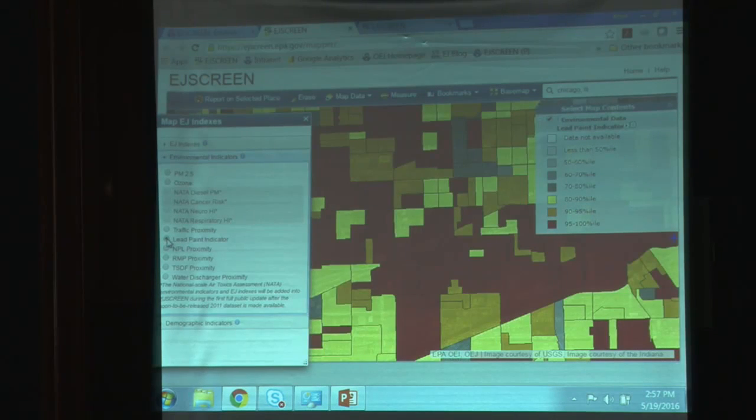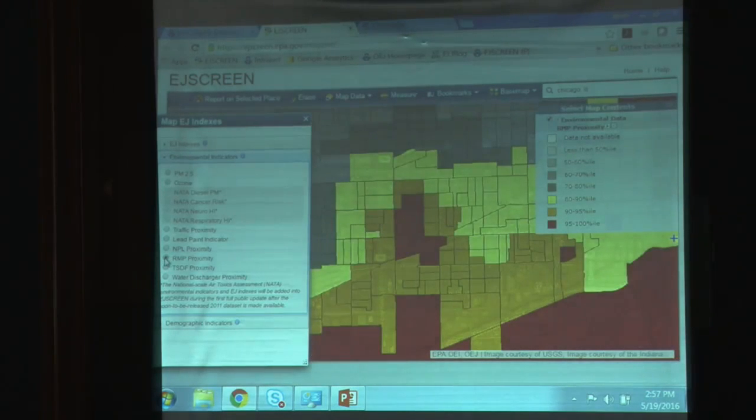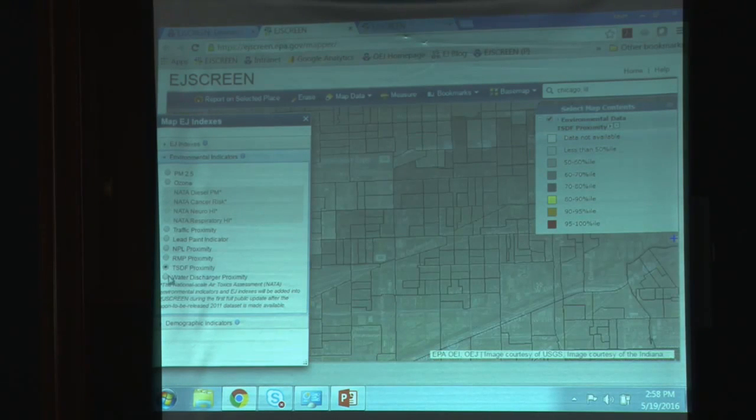So I have lead paint. This is an indication of older housing, but also potential for exposure to lead paint as a stock of housing pre-1960. This is proximity to Superfund sites, and it doesn't appear that there is a Superfund site close to this area. We also have proximity to facilities with risk management plans. These are facilities that are permitted under the Clean Air Act to store large amounts of potentially dangerous or volatile chemicals, so they have to have risk and safety plans. We have proximity to transfer, storage and disposal facilities. These are handlers and movers of solid waste, landfills.